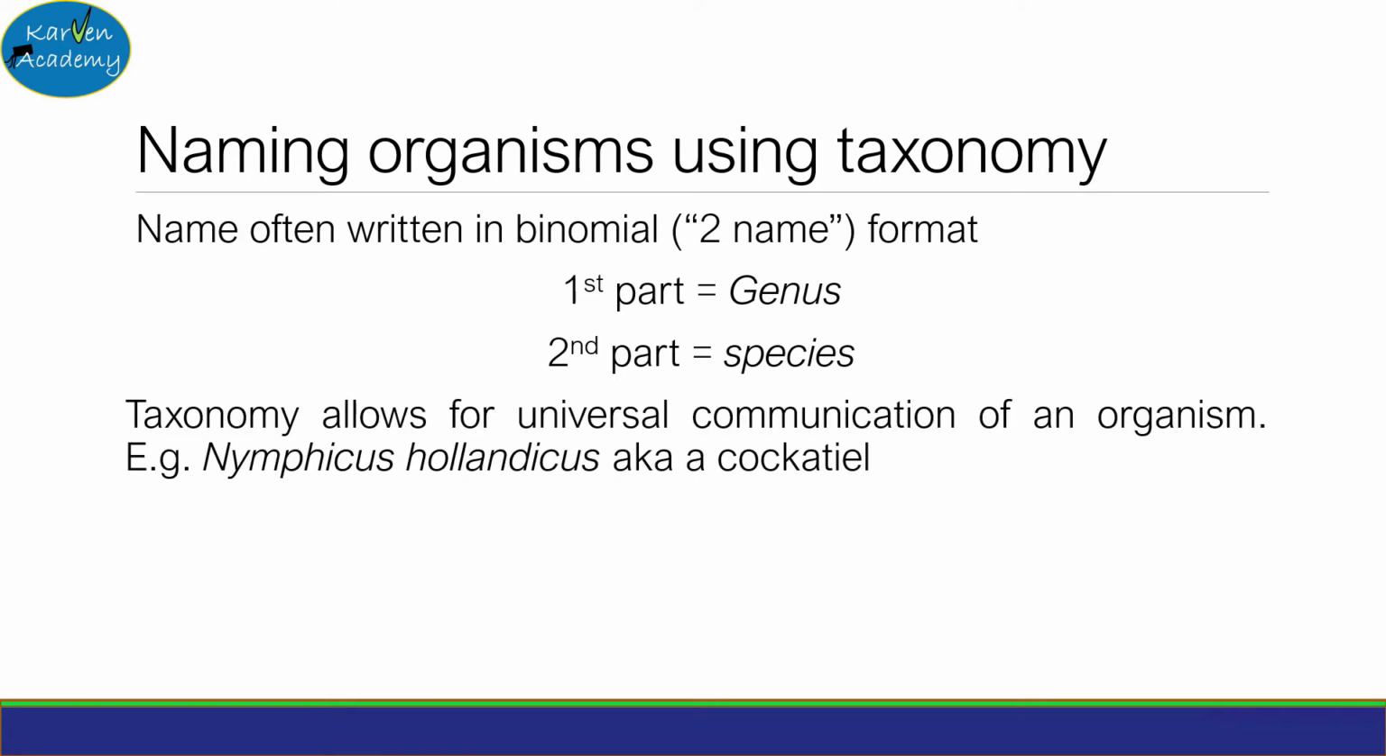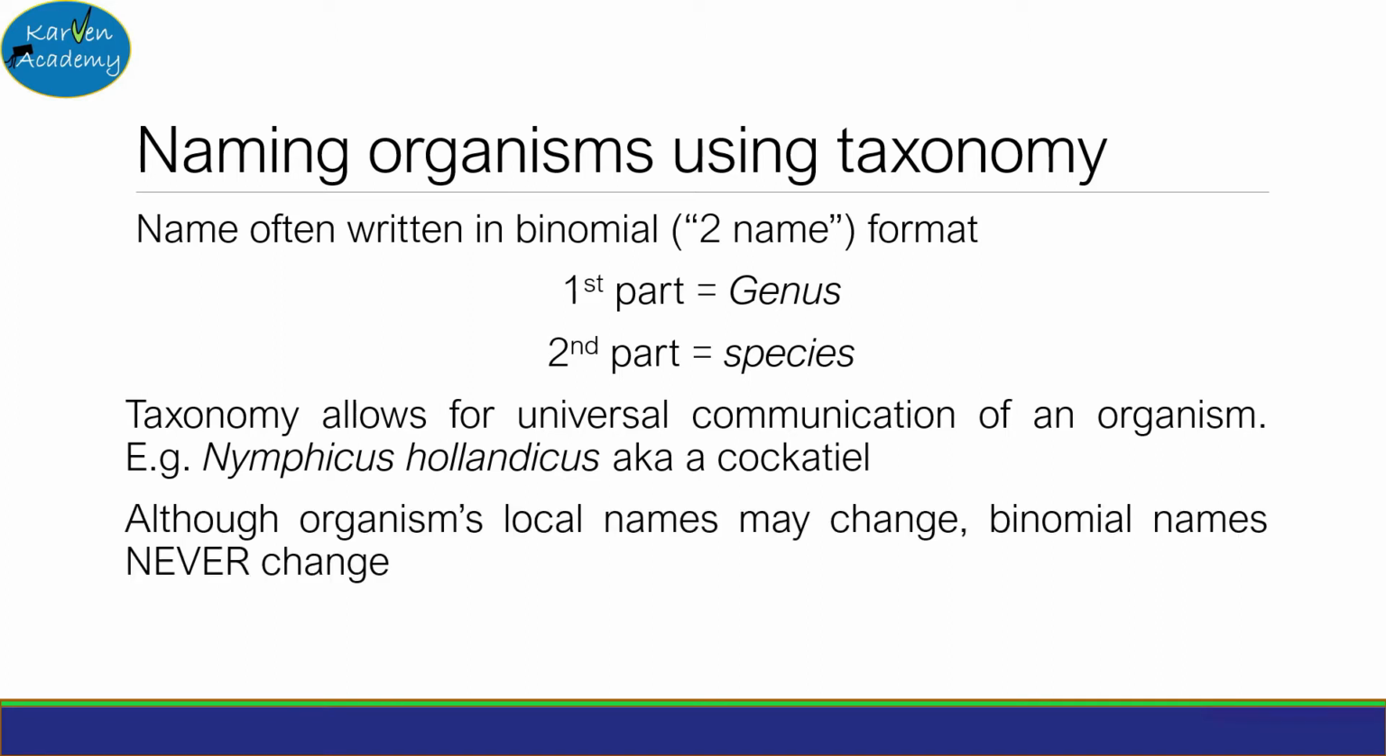Taxonomy allows for universal communication of an organism, such as the name Nymphicus hollandicus, also known as a cockatiel. And taxonomic names are useful because they never change, while local names may do. The word cockatiel may be more familiar to the UK, whereas it would be a different term in some other country.